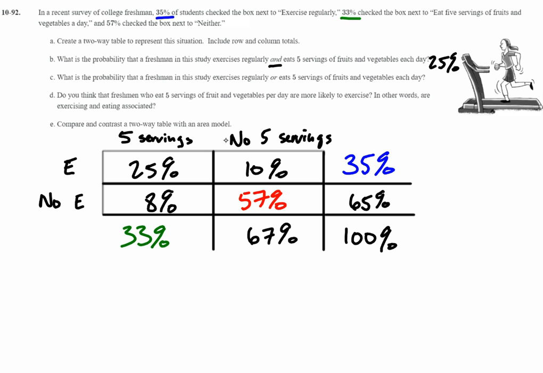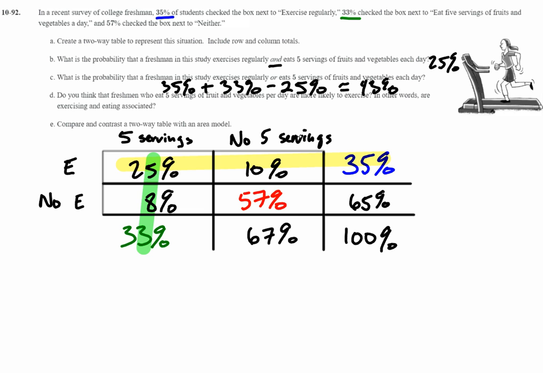What's the probability that a freshman in the study exercises regularly or eats 5 servings of fruits and vegetables each day? Let's set up our probability of A or B. So just to show our overlap this time, I've highlighted the row of exercise, which is yellow. So the probability of exercise regularly is a 35% chance. The green column is plus my probability of B, 33%, and then I just have to subtract the overlap. The overlap in this case is 25%, which I believe is equal to a 43% chance of that happening.